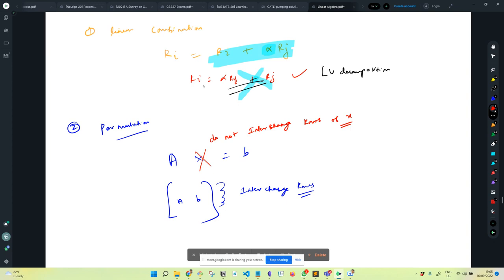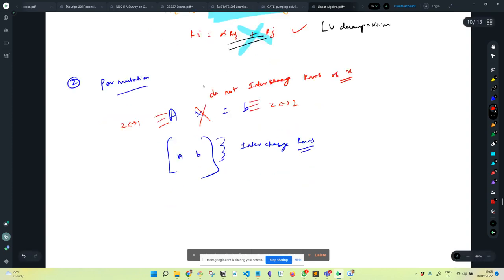But in permutation, you will only permute the rows of A and rows of B in the same order. What do you mean by same order? Let's say you swap rows 2 and 1. Then you swap the same rows in B also. Okay? This is a permutation operation.